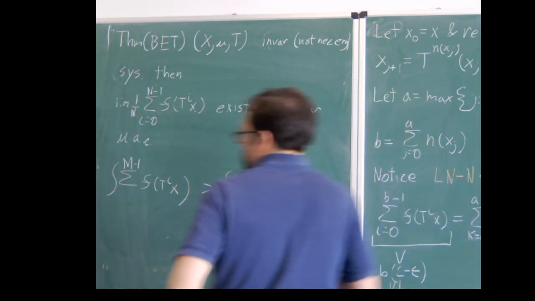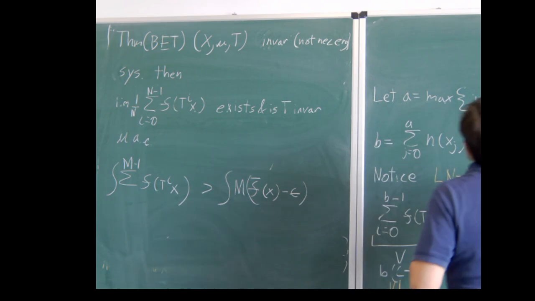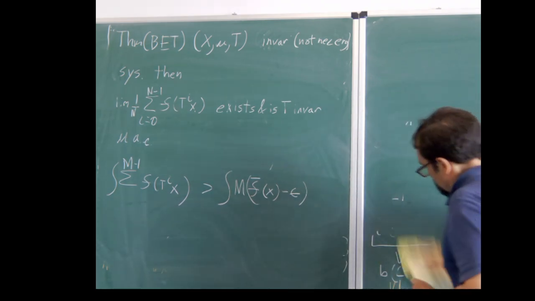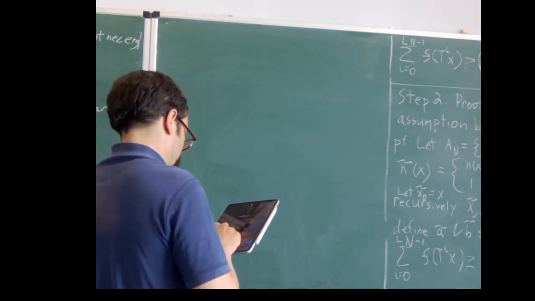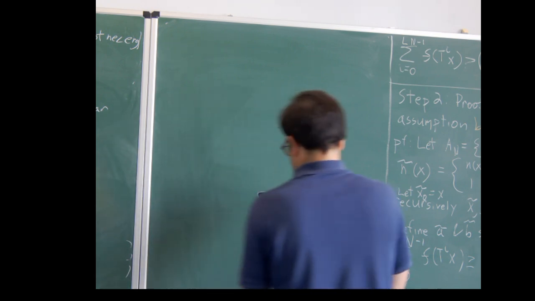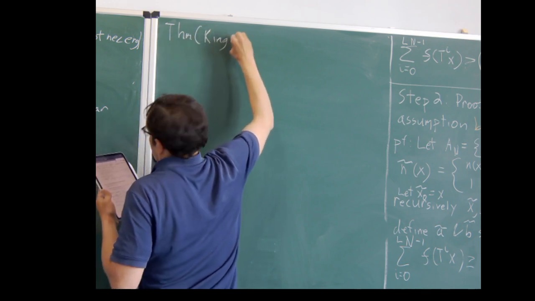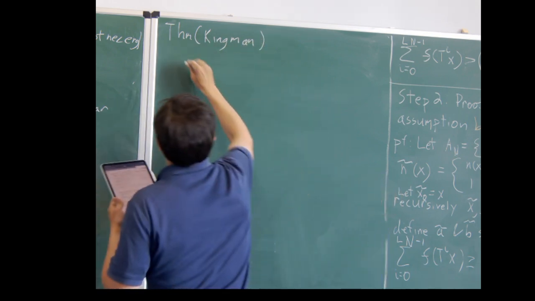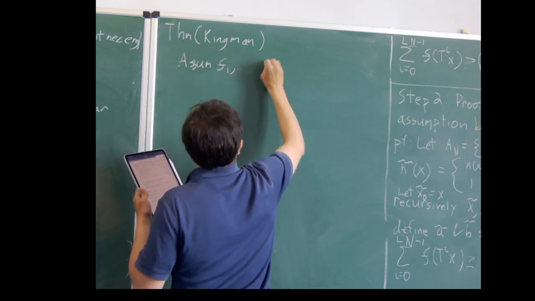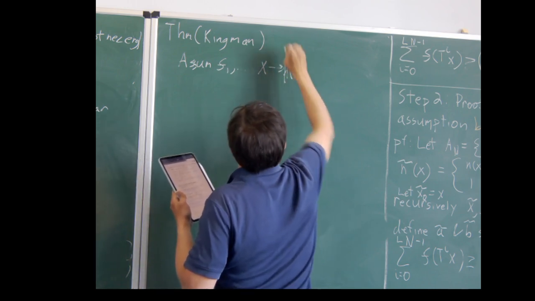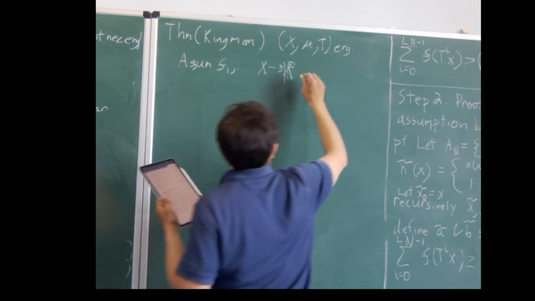Okay. Let's keep going and mention the theorem of Kingman that was mentioned in Adam's talk earlier today. So, theorem. Assume f_1, f_2, and so on, mapping X to R. As before, (X, mu, T) is an ergodic measure-preserving system, and let's assume that they're in L1.